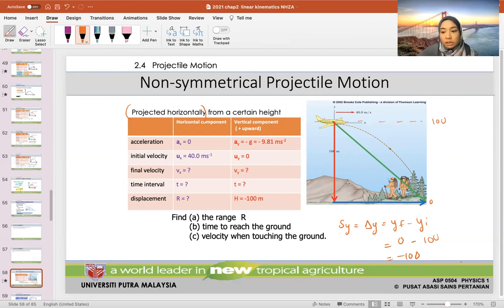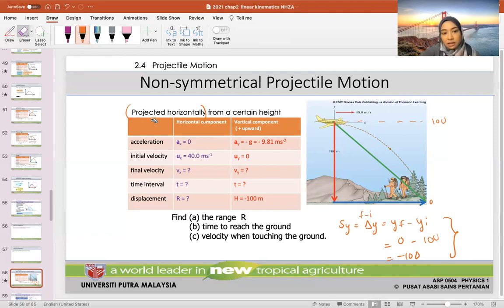If you're not sure, use this equation. This is always valid to use. Okay, and again, delta always refers to final minus initial. Doesn't matter if it's time, doesn't matter if it's displacement, doesn't matter if it's velocity. Dia akan jadi final minus initial. Okay. So that is that.